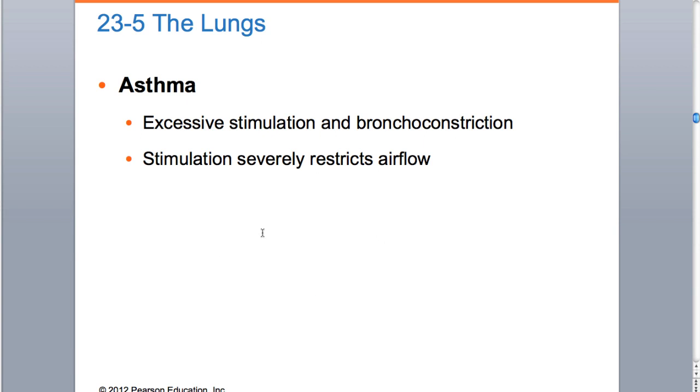We've already talked about this. What happens in an asthma patient? Asthma patients have excessive stimulation, excessive bronchoconstriction, and we have what? Stimulation severely restricts airflow. What do you take? You take things like antihistamine. You take things like albuterol, which are bronchodilators. Okay, next slide.